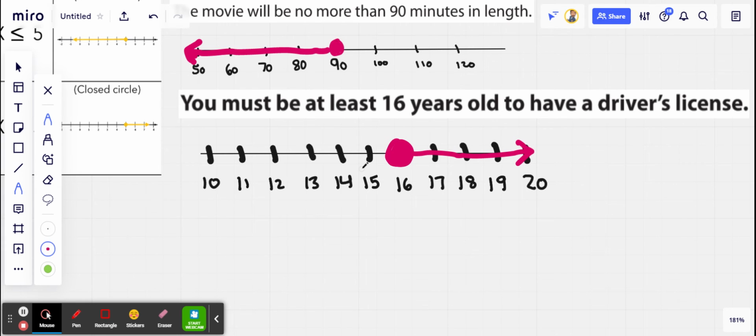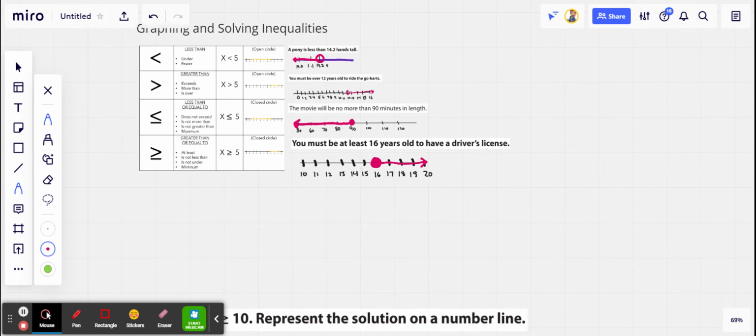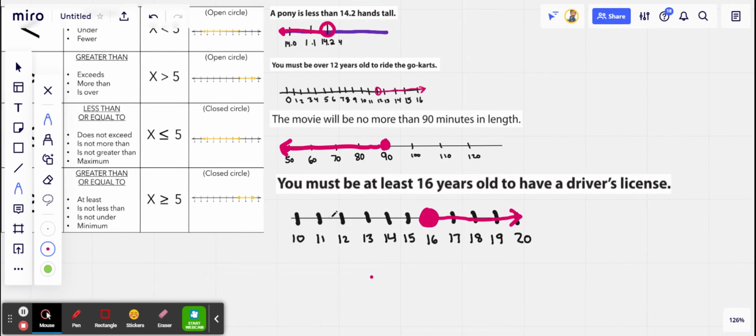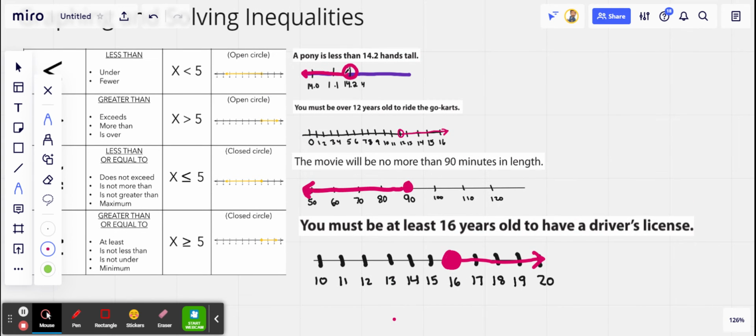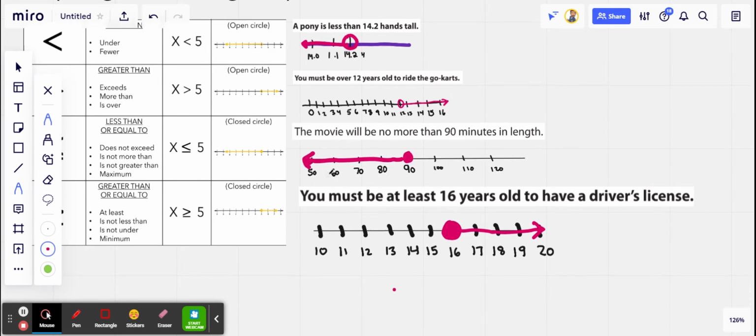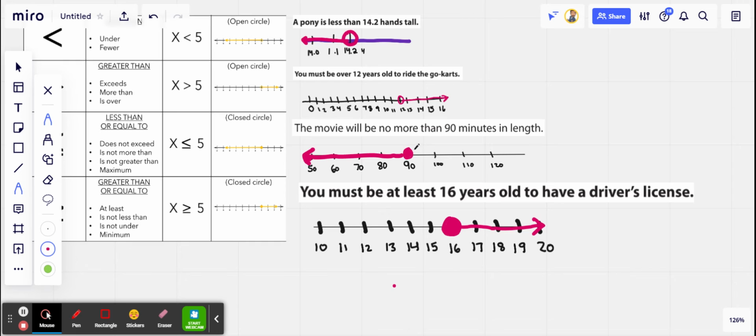Okay. So to review this, let's just remember that if it's less than, just less than, it's an open circle. Greater than, it's an open circle. Less than or equal to is a closed circle, and greater than or equal to is a closed circle as well. Okay, so now we're going to look at how to solve inequalities.